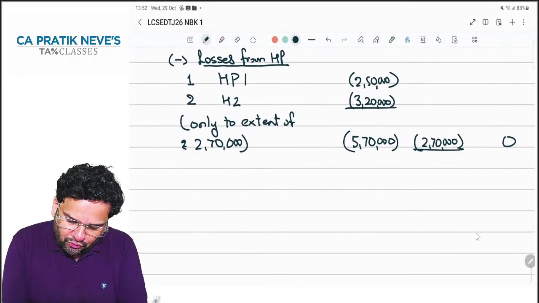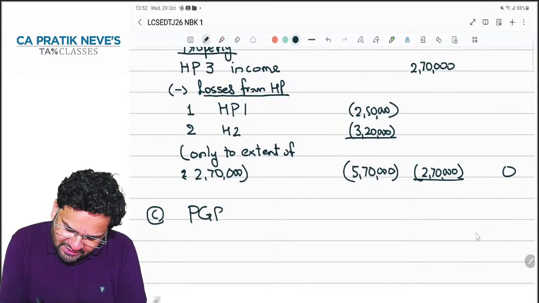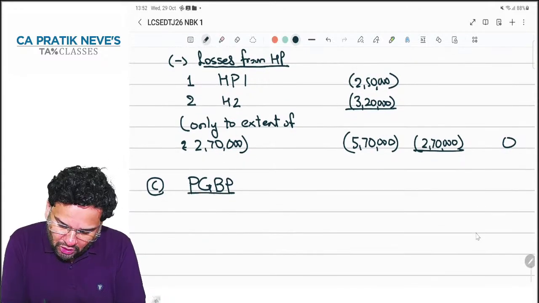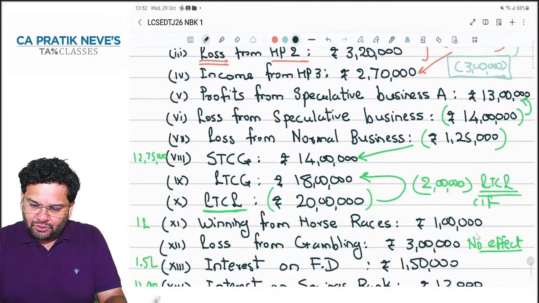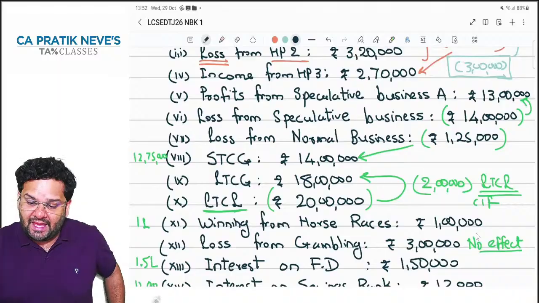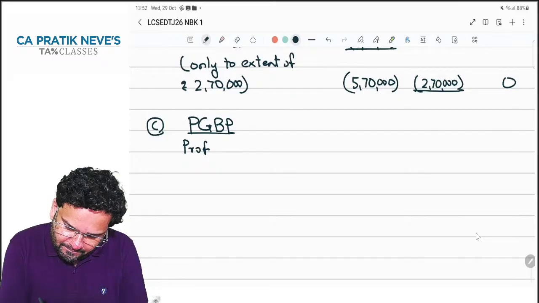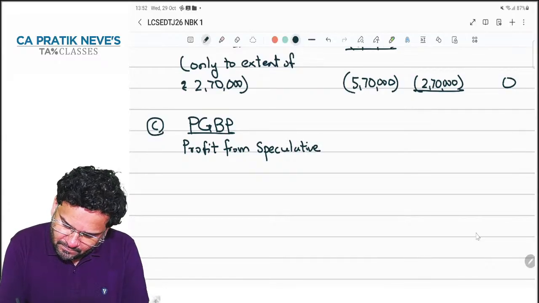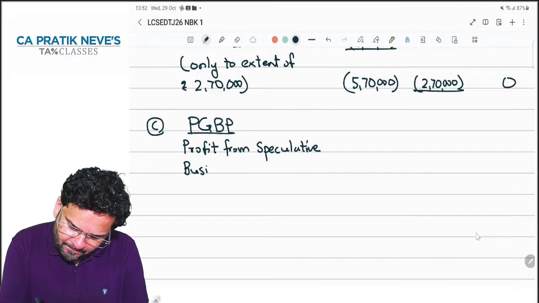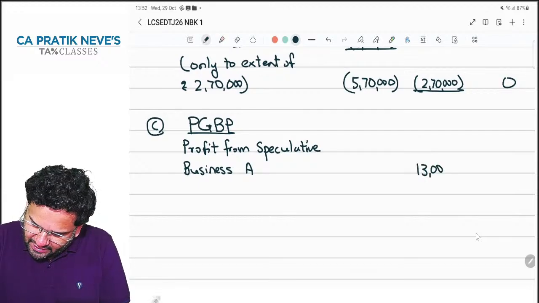Then go for C point. Salary done, HP done. Go for profits and gains from business or profession. In that, start with profit from speculative business A, 13 lakhs. Take it in the second column.